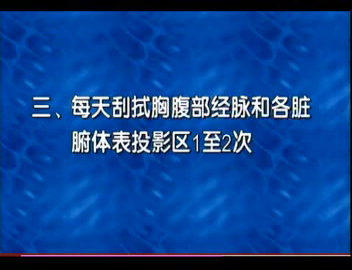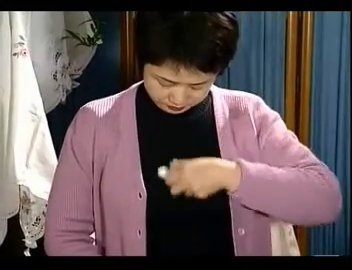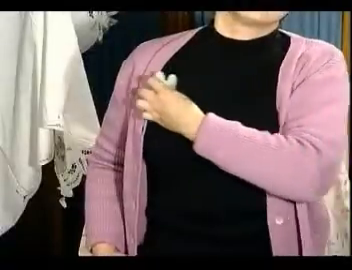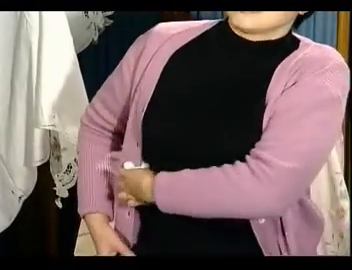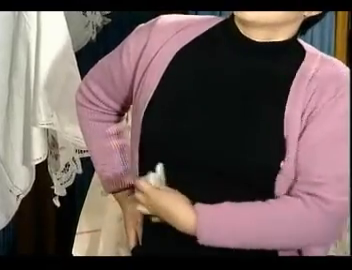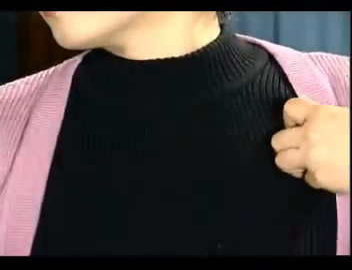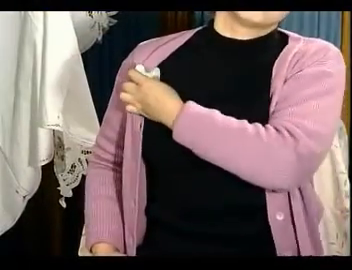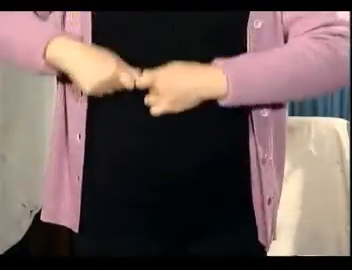Scraping the meridians on the chest and abdomen and the projection areas of the internal organs on the body surface once or twice daily. The anterior middle of the chest. Scrape from the upper to lower with the corner of the scraping plate. Scrape the ribs of both sides along the rib bones from the middle to the laterals. The chest is the projection area of the heart, lungs, and trachea. Scraping the chest can strengthen functions of the heart and lung. Abdomen. Scrape from upper to lower.